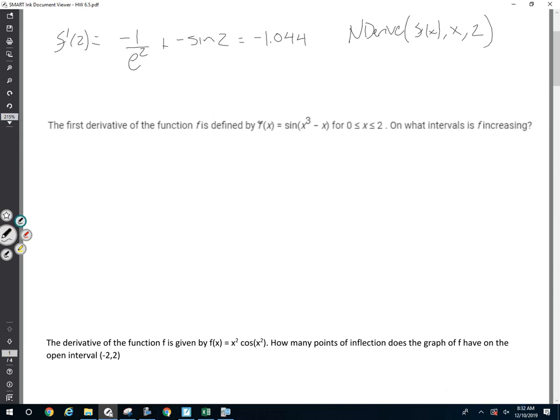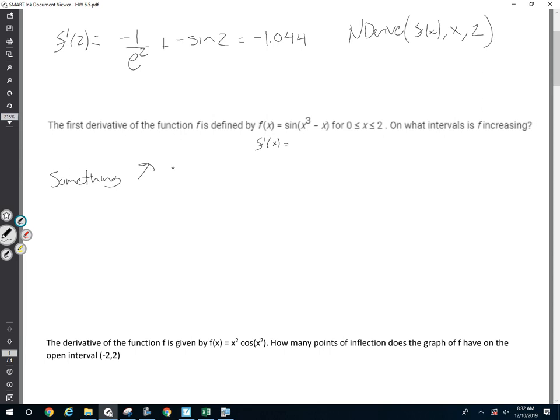Now, this question is the first derivative function f. This is actually f prime. You can't really see it, but that's f prime. One is f increasing. Okay, this is very important. It's not when f prime is increasing. Something is increasing when its derivative is positive. So that's very important just to understand.